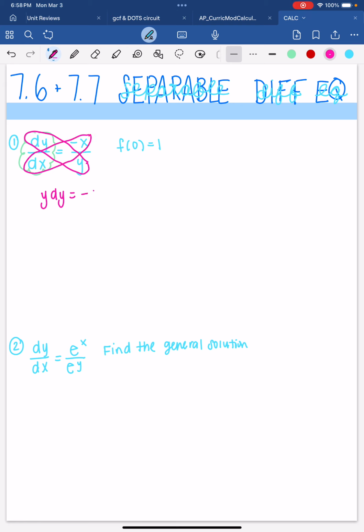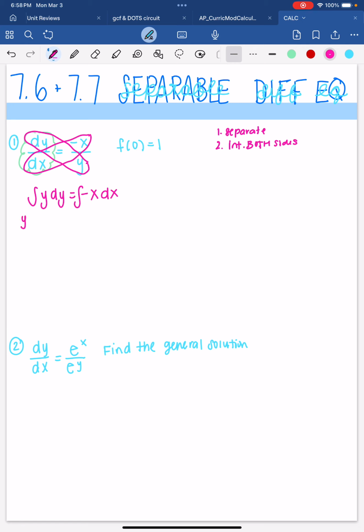So this is really nice and easy. The y's are with the dy's, the x's are with the dx's. So that's step one. Step one is separate. Step two is integrate both sides. That's really important. So let's do some nice, neat math, show the integral symbol.